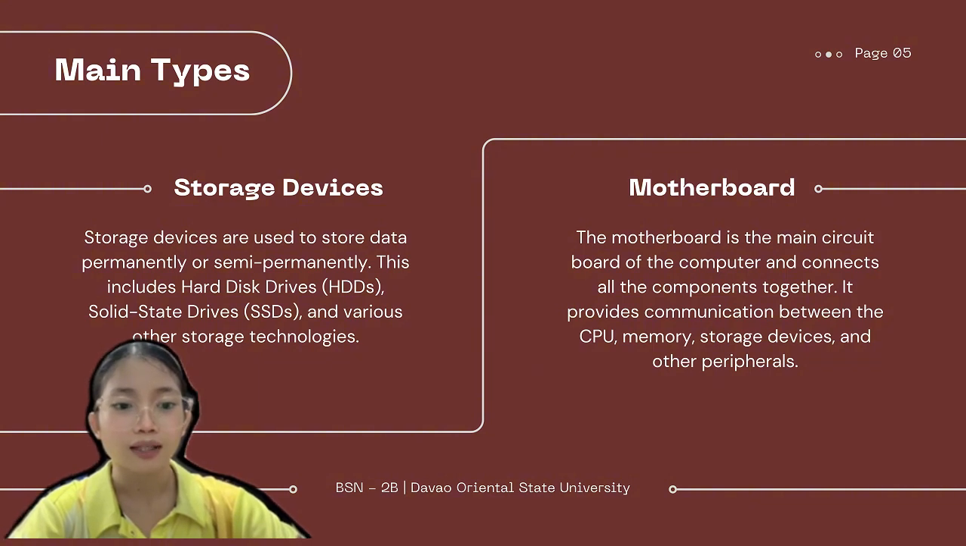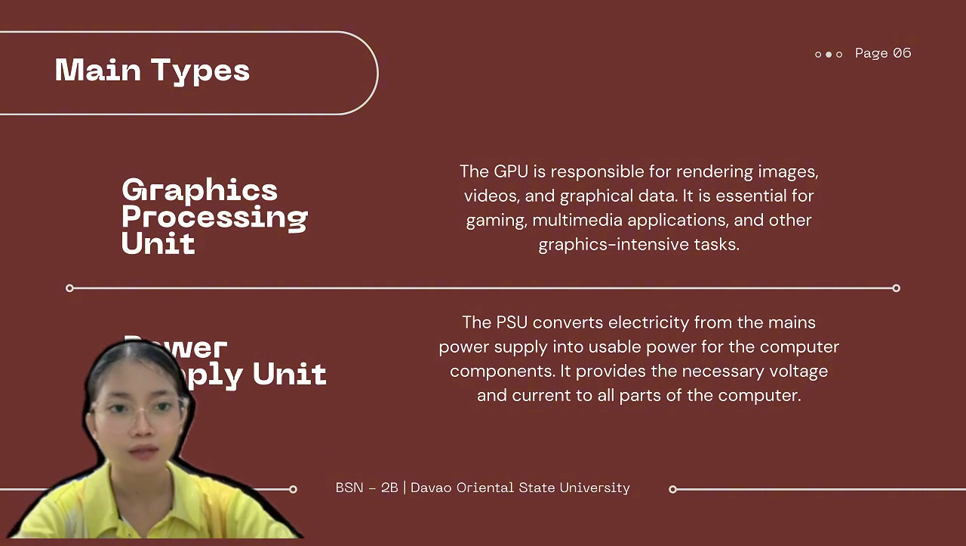The motherboard. It is the main circuit board of the computer and connects all components together. It provides communication between the CPU, memory, storage devices, and other peripherals. The graphics processing unit or the GPU. It is responsible for rendering images, videos, and graphical data. It is essential for gaming, multimedia applications, and other graphics-intensive tasks. The power supply unit converts electricity from the main power into usable power for the computer components. It provides the necessary voltage and current to all parts of the computer.